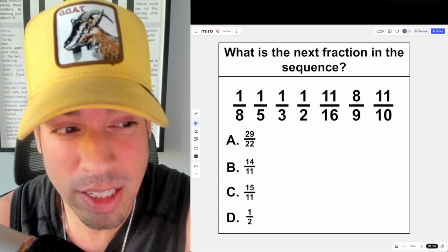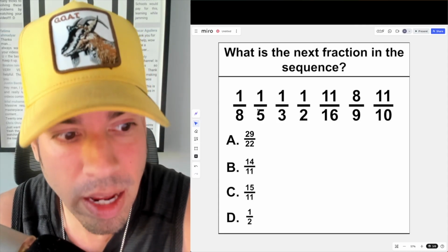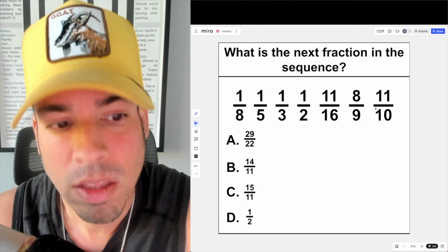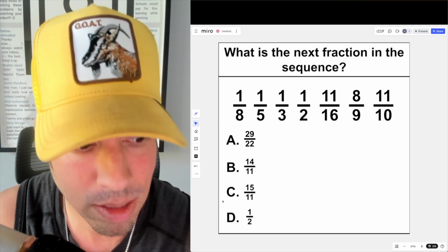In this one, the question is as follows. What is the next fraction in the sequence? So here we have 1/8, 1/5, 1/3, 1/2, so on and so forth. And it definitely looks like the fractions are increasing. So we have these four different options, A, B, C, and D.